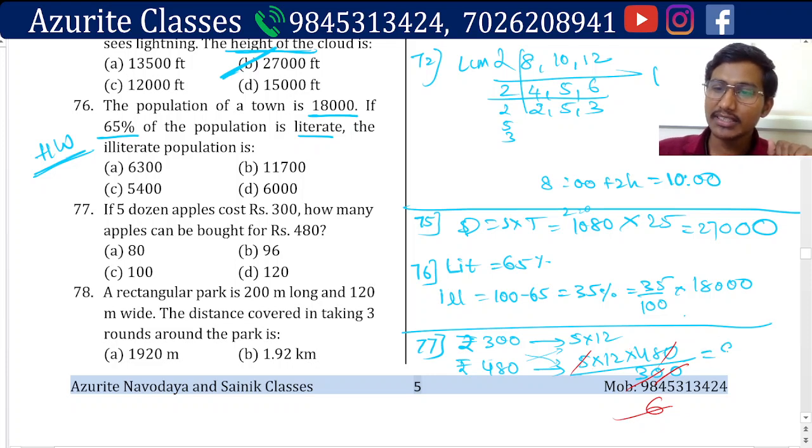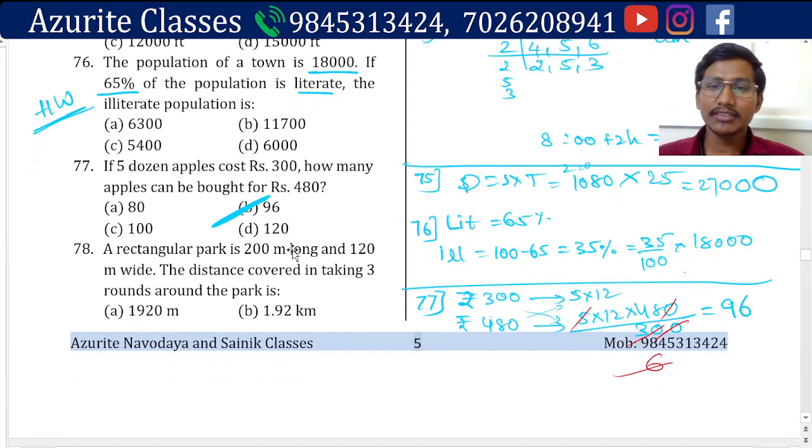48 2s is 96 apples, the answer is option B. That is 8 dozen, since 12 8s are 96, right? So 8 dozen will be the answer here. Okay, good. So next, students, the 78th question.